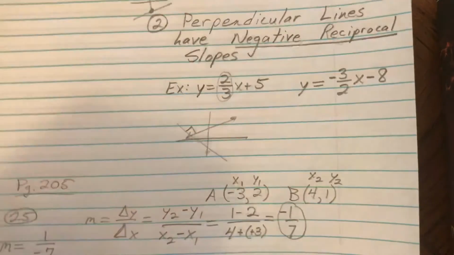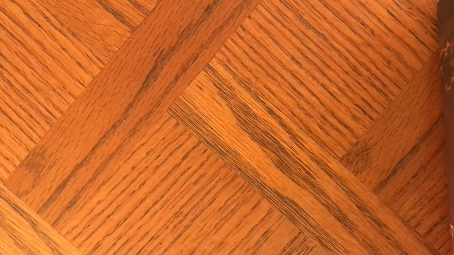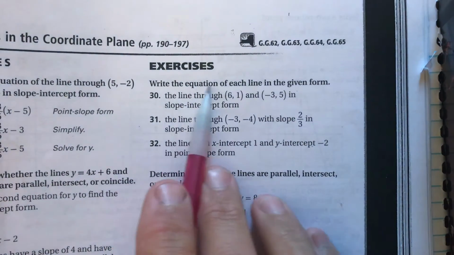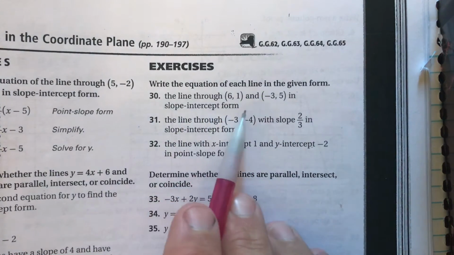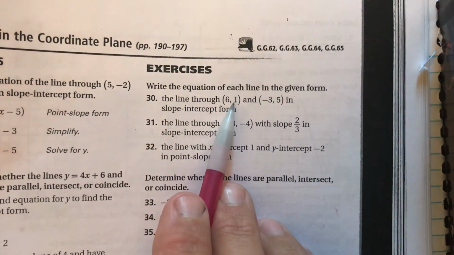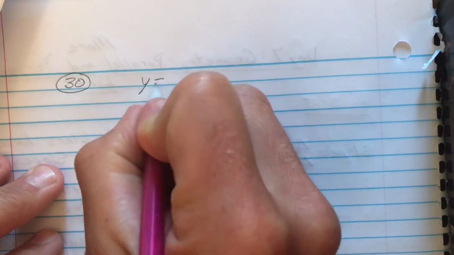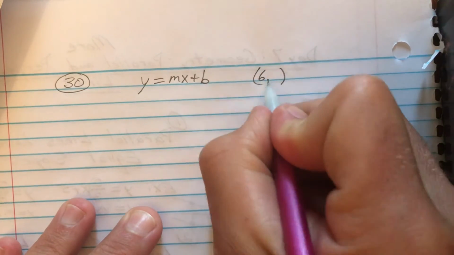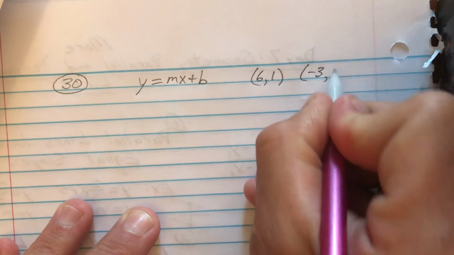Okay, let's try another question. What about, let's try number 30. Number 30, well actually the last few questions, 30 through 32, it says write the equation of each line in the given form. Slope-intercept form. They gave us 2 points. So slope-intercept form is y equals mx plus b. And the points are 6, 1, and negative 3, 5.